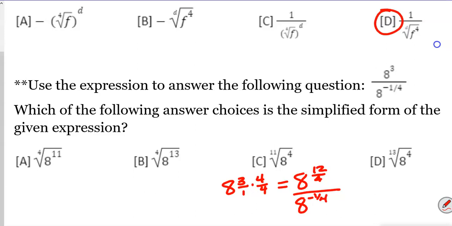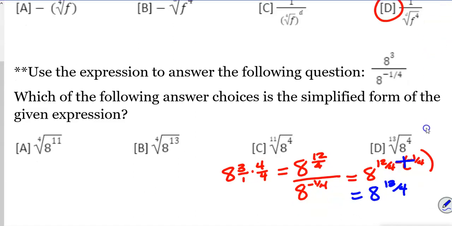Now we can just work the problem, right? So this is equal to 8 to the 12 over 4 minus negative 1/4. Now remember, I'm subtracting that 1/4 because it was in the denominator, but it was a negative, so I'm subtracting a negative. So we're going to make this positive, because remember, a minus is a positive. So that's going to be 12 plus 1, which is going to be, so this is going to be 8 to the 13 over 4.